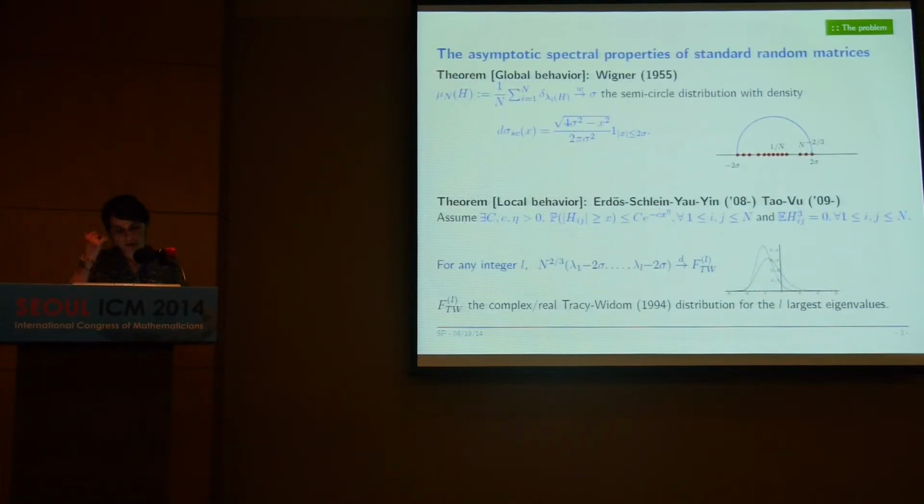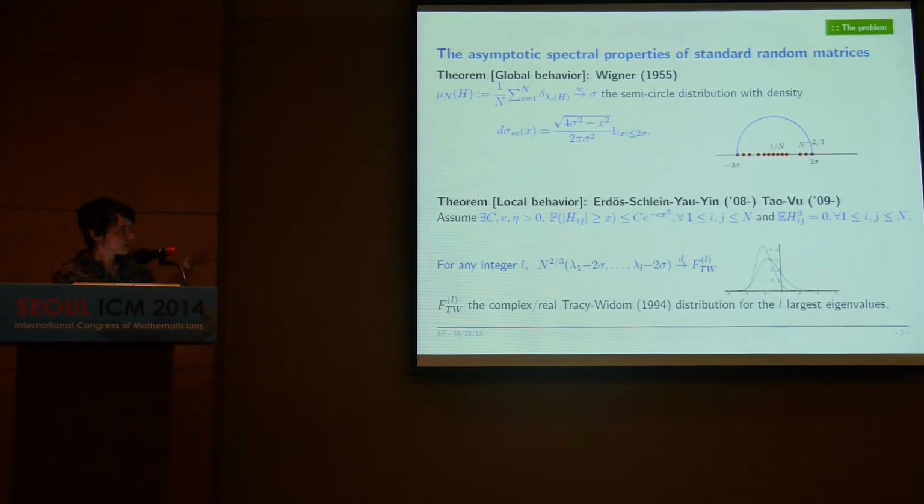Okay. So the first fundamental result of random matrix theory goes back to Wigner in the 50s, who proved the following result. The empirical eigenvalue distribution of standard Wigner matrices converges weakly to the semicircle distribution whose density is given here. And this is the first universality result in random matrix theory. We don't need any assumption on the detail of the distributions of the entries Hij to state such a result.